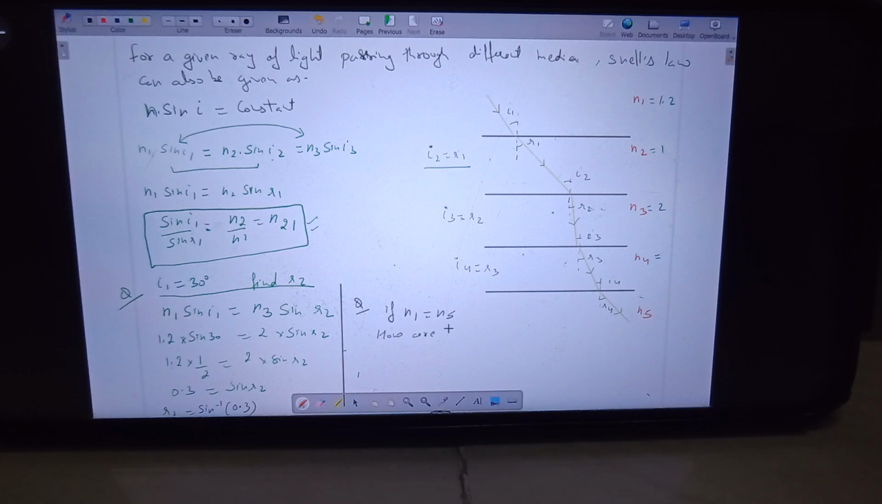Ma'am, all this is only for when all the lines are parallel, right, ma'am? Yeah, when the interfaces are parallel. Yes. I1 is equal to R4? Yeah, I1 is equal to R4.